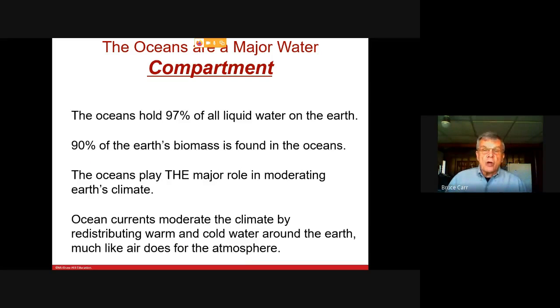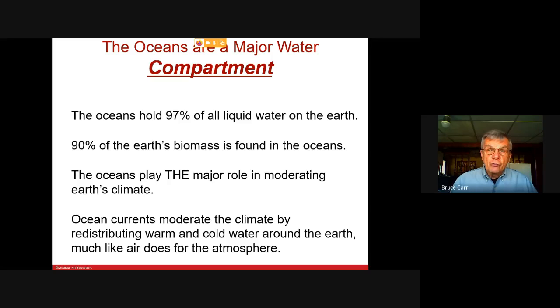When we talk about water on Earth, we talk about compartments. A compartment is just an easily seen and easily characterized mass of water. The oceans account for most of it, 97% of the liquid water. Because it is saline, it is of a very different character than freshwater. 90% of the Earth's biomass is found in the ocean, so most of the life on Earth is there. And the major role in moderating the Earth's climate, especially with respect to water, is the oceans.